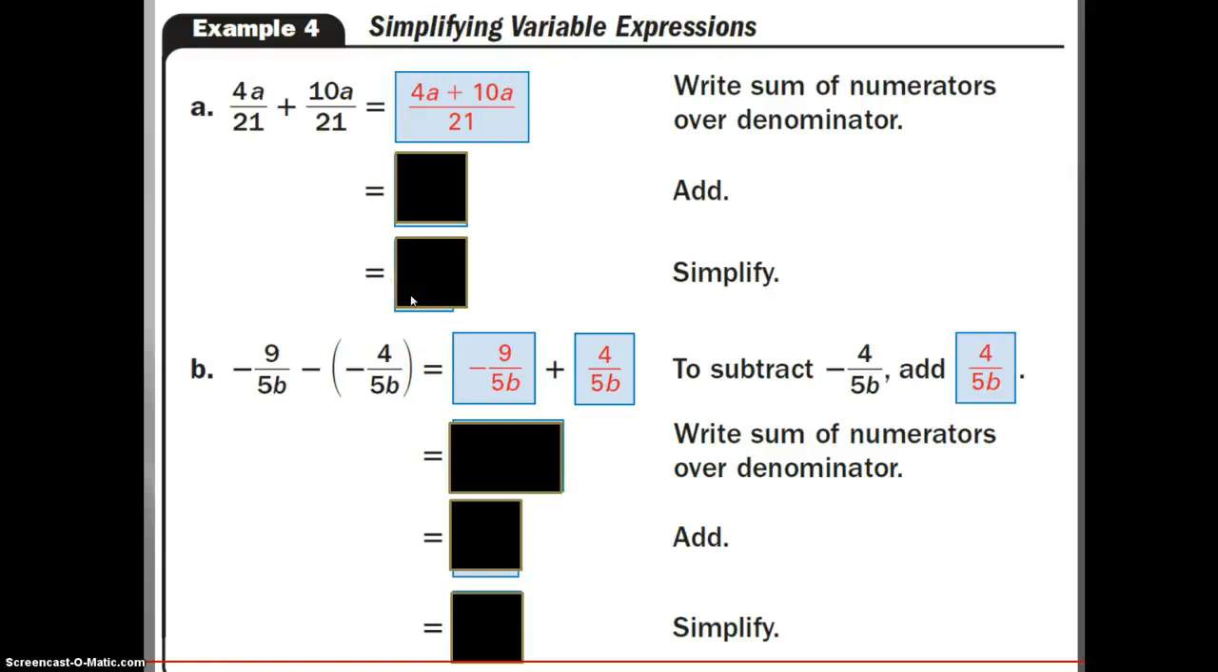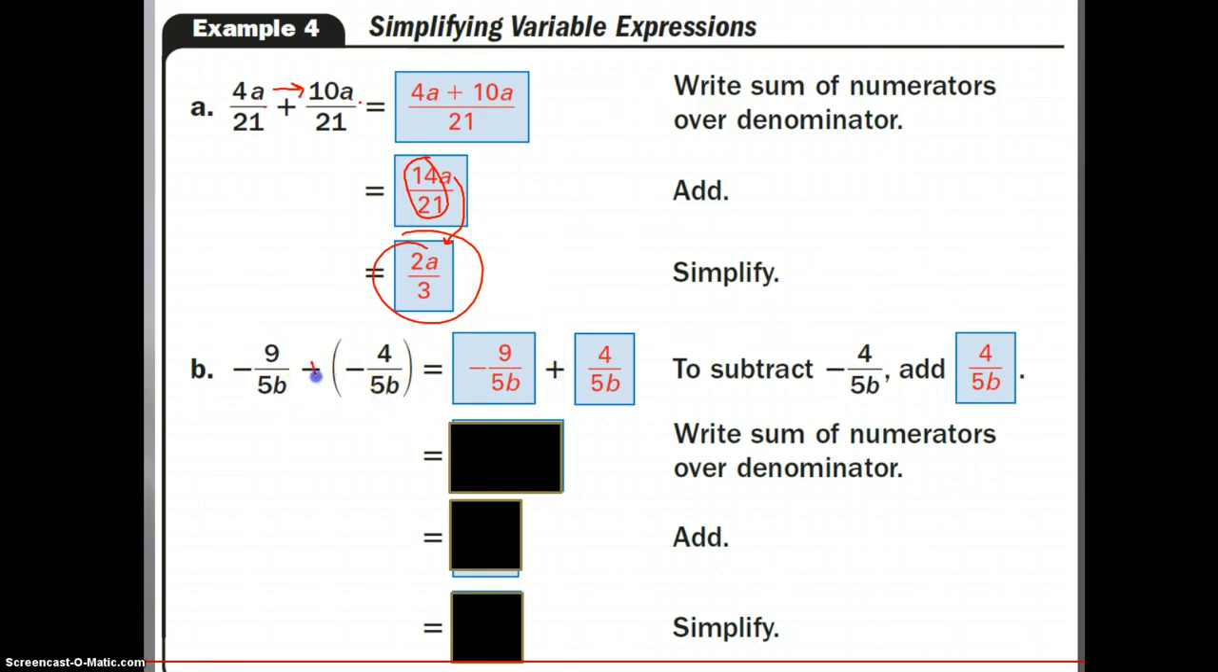In example 4, we are simplifying variable expressions. Now, you're really just taking the numerators and adding them. And because they have the same variable, you can add them together. So 4a plus 10a, well, 10 plus 4 is 14a over 21. Simplify the fraction part. 14 and 21 both divide by 7 to get 2/3, and then put the a in the numerator, just kind of bring it down. So 2a over 3.